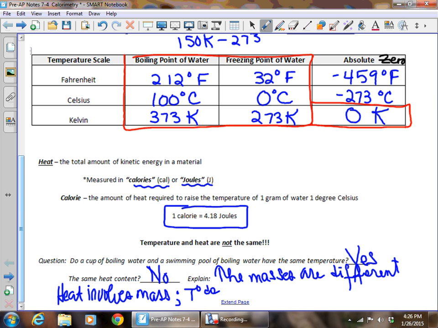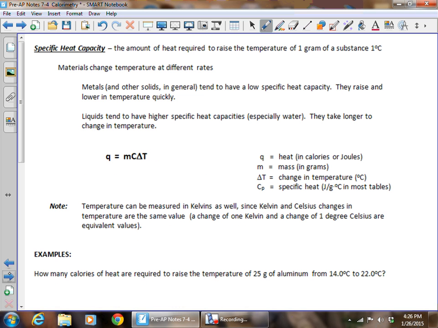Temperature does not. It's very important to realize. So how do we measure temperature? Well, heat. We need to know the specific heat capacity of a material. Now, every material is different, and you know this.